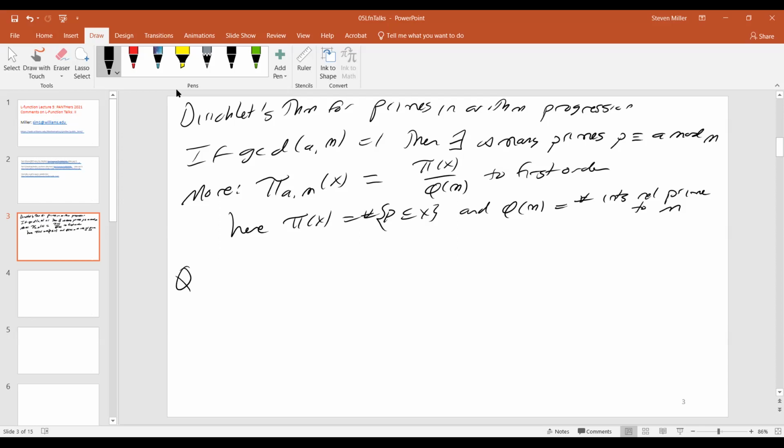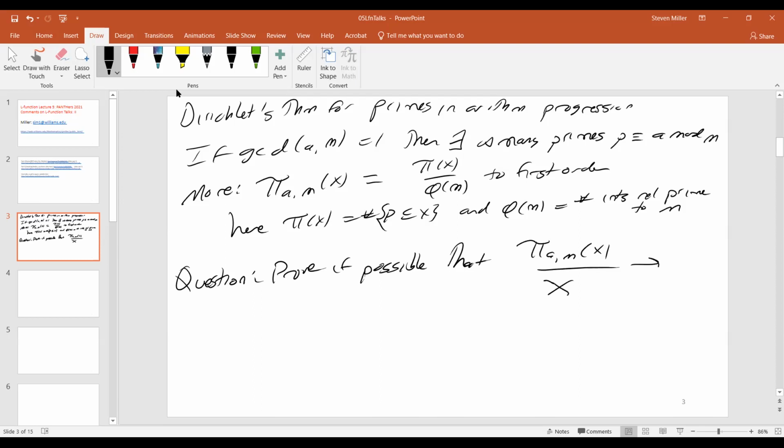So here's my question. Prove, if possible, that pi_{a,m}(x) over x goes to 0. So can you just prove elementarily that each arithmetic progression has 0% of the natural numbers up to x in the limit? Any thoughts?